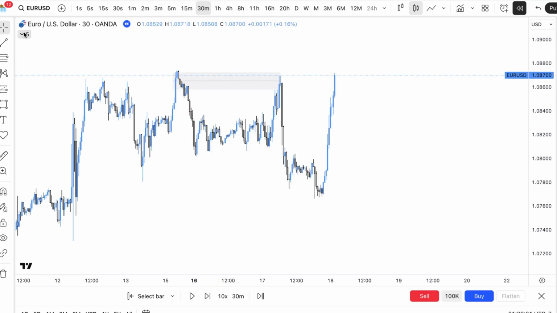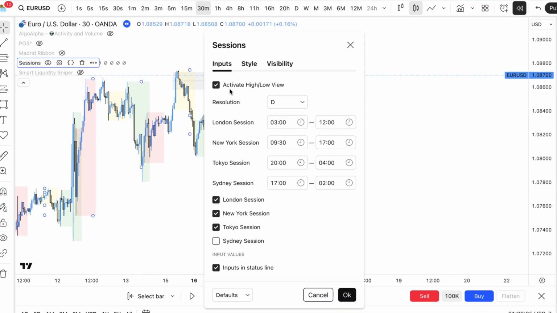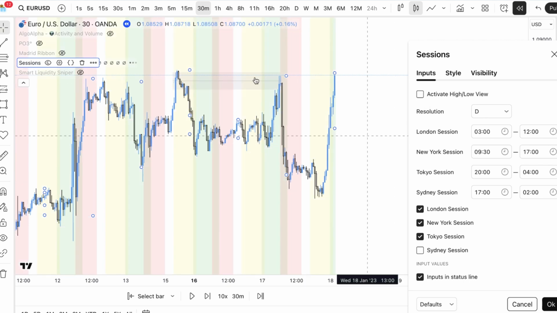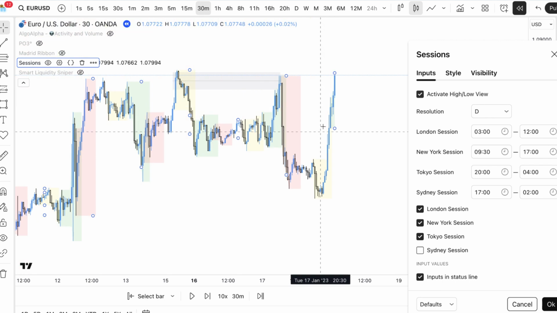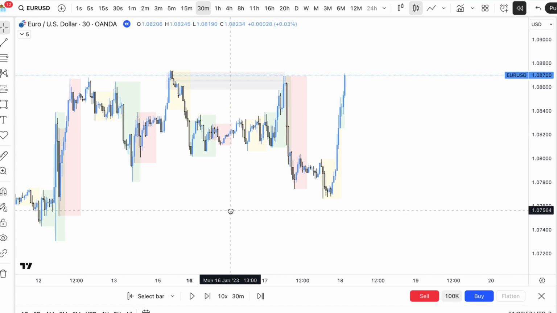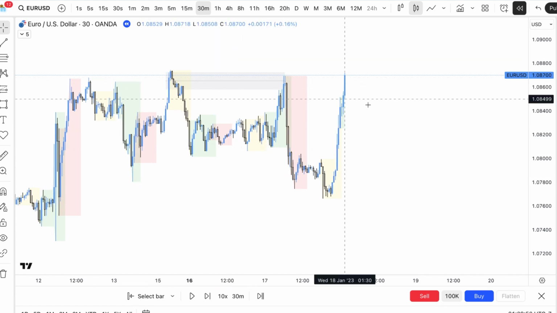And for the settings, I'm going to toggle this on right now, right there. The settings is when you double click this, right? Normally it comes like this, and it'll have all this like this, right? You just want to activate highs and lows just to get a clear distinction of what the market is, so you don't have all the jargon, all the noise around.